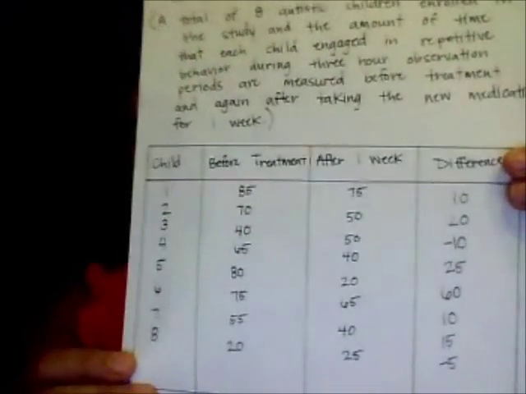Hey, I'm Maggie, and we're going to talk about the Wilcoxon sign rank test. The example I have here is dealing with a study about the effectiveness of a new drug designed to help children with autism. A total of 8 children enrolled in the study, and the amount of time that each child engaged in repetitive behavior during 3-hour observation periods was measured before treatment and again after 1 week of treatment with the new medication. So here we've got a table with our data.